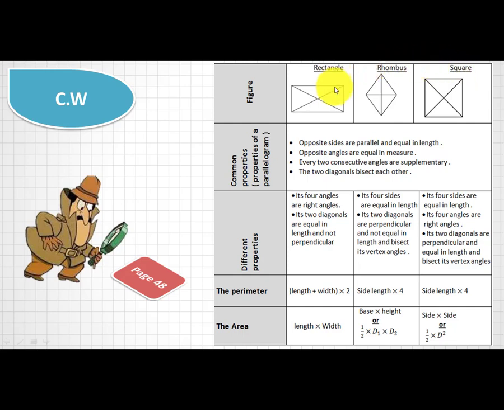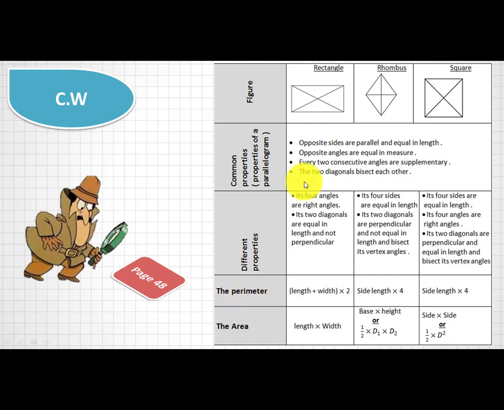Rectangle has what? 4 right angles and diagonals equal in length. The 4 angles are right angles and the 2 diagonals are equal in length and not perpendicular. And the rhombus, each 2 adjacent sides are equal in length, meaning the 4 sides are equal in length, and the diagonals are perpendicular but not equal in length. And in a square, 4 sides are equal in length, and the square has 4 right angles and the diagonals are perpendicular and equal in length.